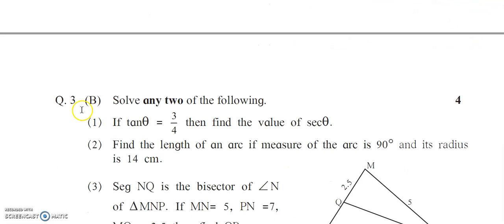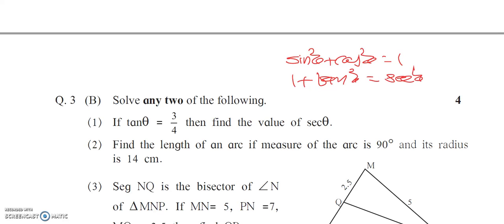Question number 3b. Solve any 2 of the following. Tan theta is equal to 3 by 4. Then find the value of sec theta. Now here we'll apply an identity. What are the 3 identities? The first identity, sin square theta plus cos square theta is equal to 1. 1 plus tan square theta is equal to sec square theta, and 1 plus cot square theta is equal to cosec square theta. Now we'll apply here the second identity.